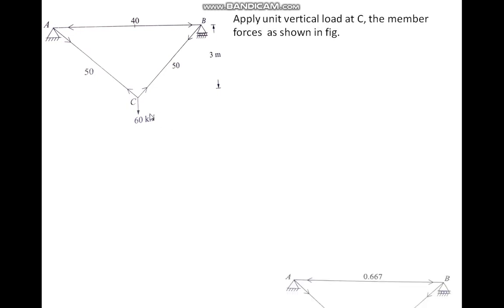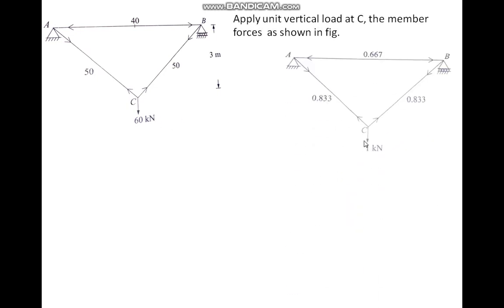Here the same thing. The unit load method is nothing but removing the 60 kilonewton and then applying 1 kilonewton. Again, draw the free body diagram of joint A and of joint B. Then the total load is 1 kilonewton, so your reaction is 0.5 at each support. Then find the force on members AB and AC.